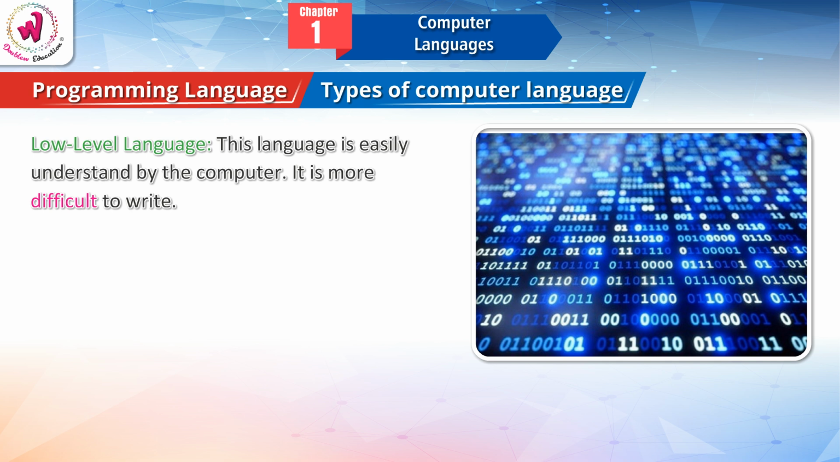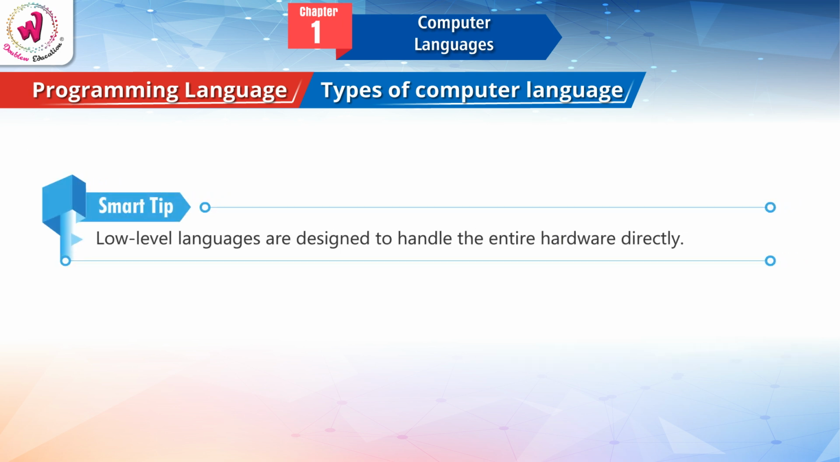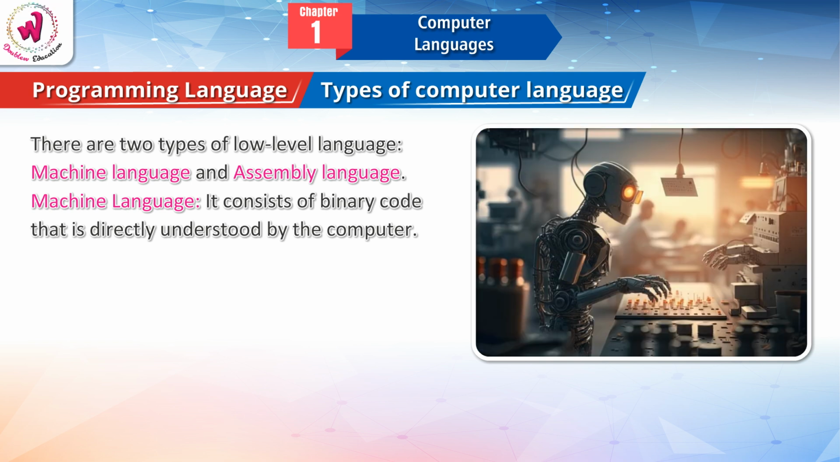Low-level language. This language is easily understood by the computer. It is more difficult to write. Applications written in low-level language can be directly executed on the machine. These languages need no translation. These languages are close to the hardware. Smart tip. Low-level languages are designed to handle the entire hardware directly. There are two types of low-level language: machine language and assembly language.